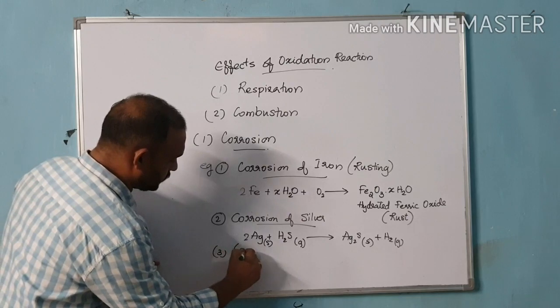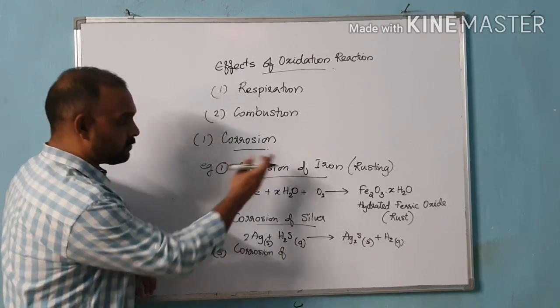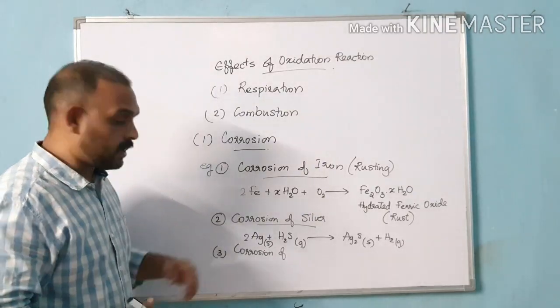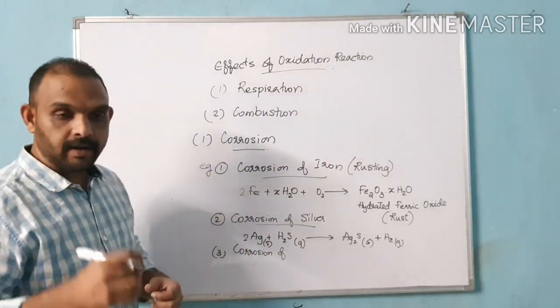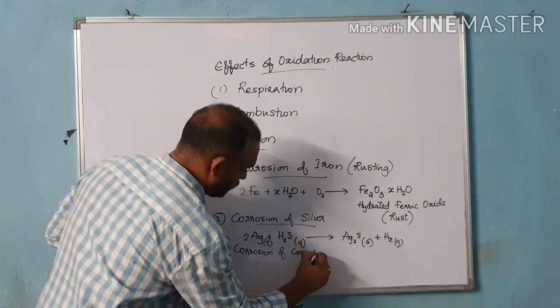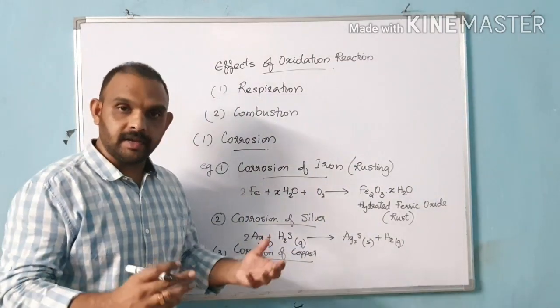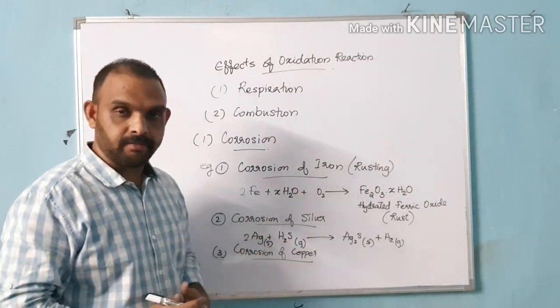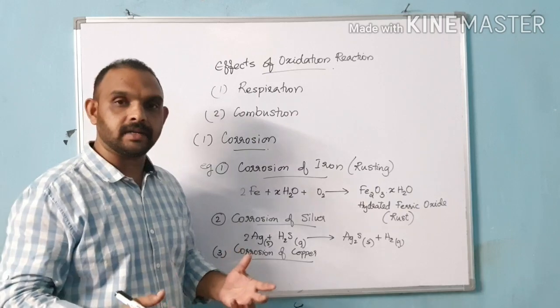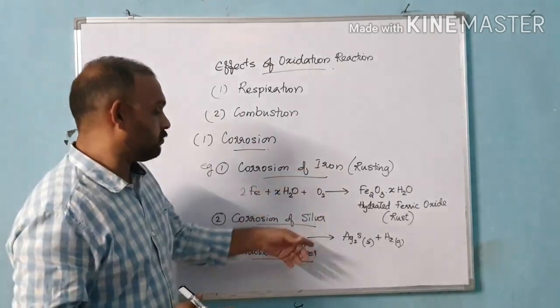The third one is a common thing. The first one we have seen is corrosion of iron, the second one is corrosion of silver, and the third one is corrosion of copper. These three metals, iron, silver and copper, have more importance in our day-to-day life, because almost all the articles and utensils which we are using are made out of these three.